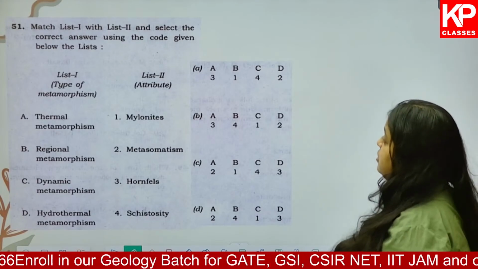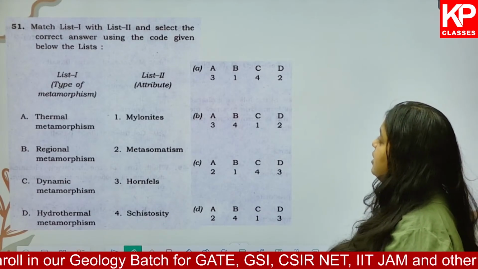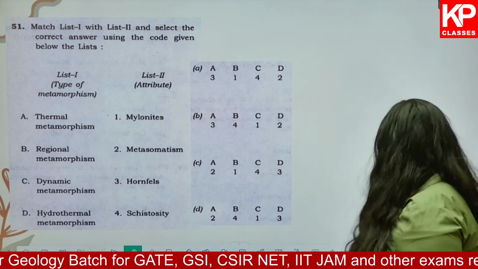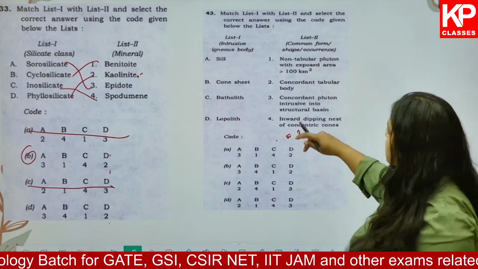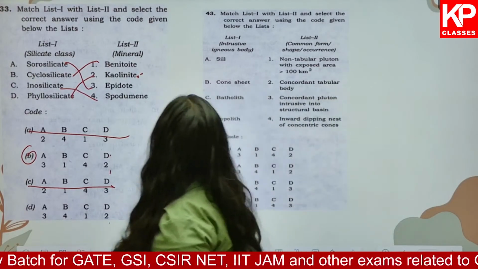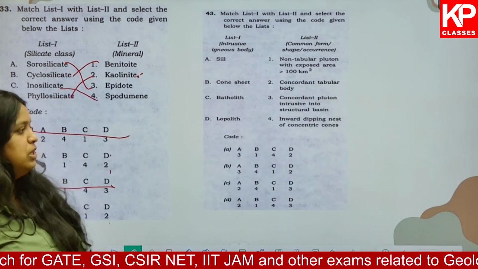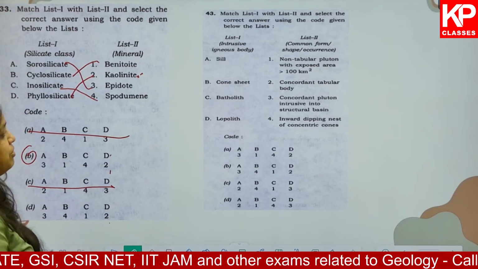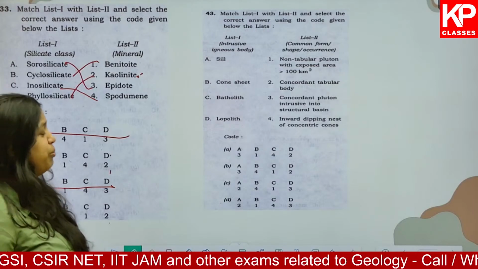Okay, next one, match the list 1 with list 2 and select the correct answer using the code given below. Match the list 1 with list 2. So here, intrusive igneous body is mentioned and their definitions are given. This is also a very common question.